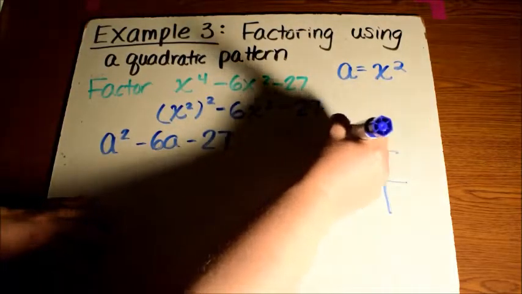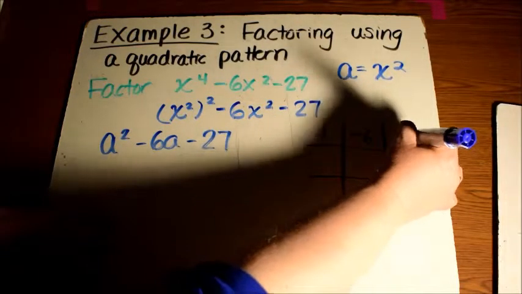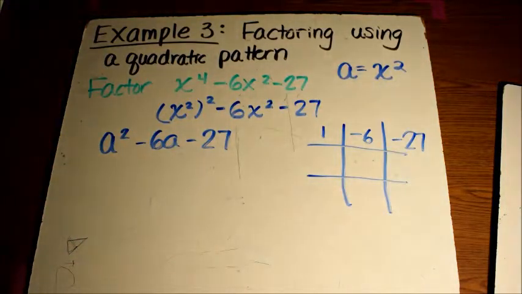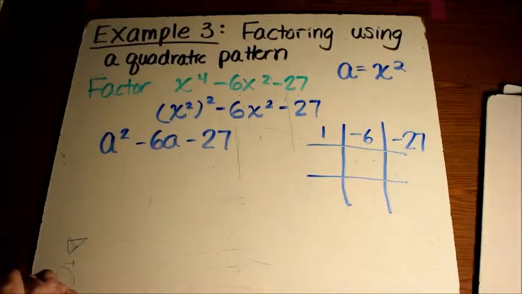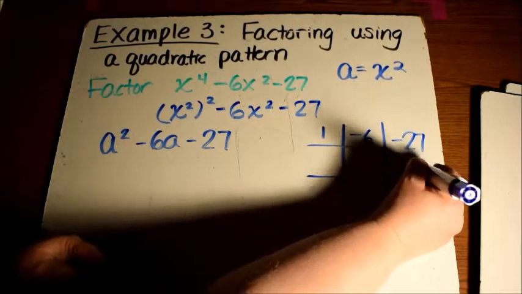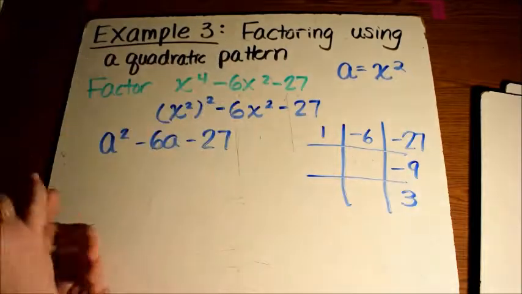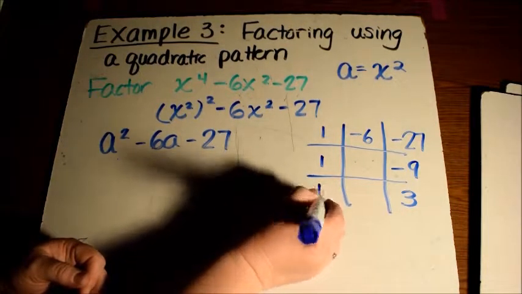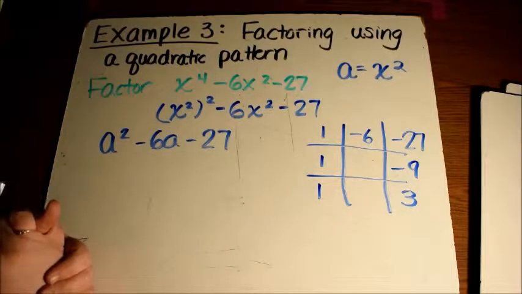So we have a 1, negative 6, and negative 27. So what are two numbers that multiply to be negative 27 and add to be negative 6? I think it's negative 9 and 3. So our greatest common factor in both of these cases is 1.